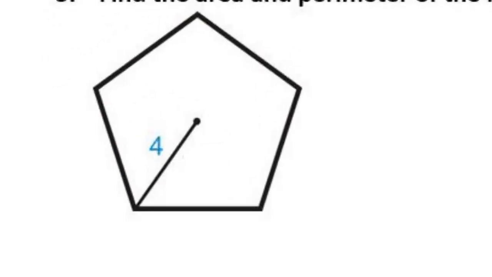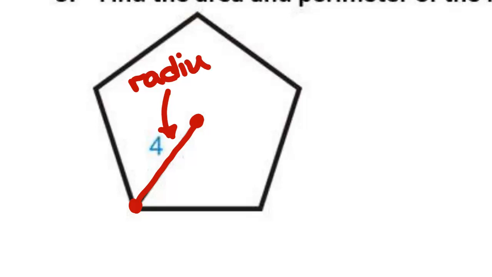A radius from the center to a vertex. This is a radius. We are going to be able to use the information of just how long the radius is to figure out the area and the perimeter of this figure. First thing I'm going to do is draw in another radius. So I'm going to go to one of the adjacent vertices here. How big would that radius be? It would also be 4.